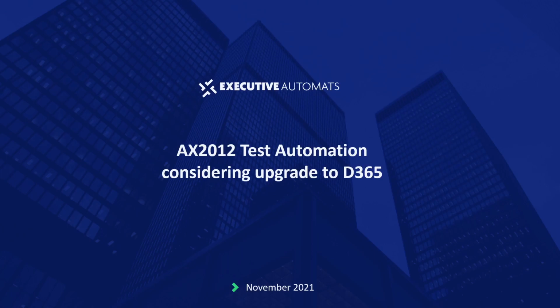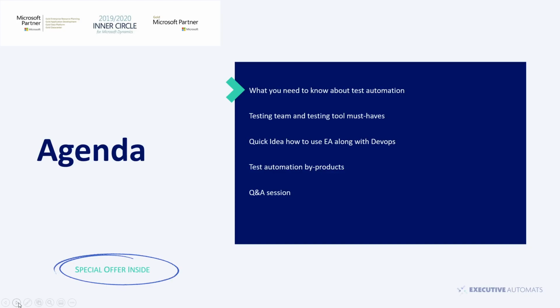Today, on this webinar, we're going to walk you through the test automation on AX 2012, considering the upgrade process to finance and operations. This will be a little bit different than we normally do. We would like to show you some concepts, some information from our partners and customers, what they actually do in their projects and how they are treating this transition from 2012 to F&O.